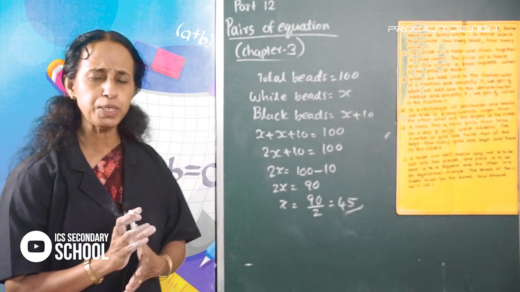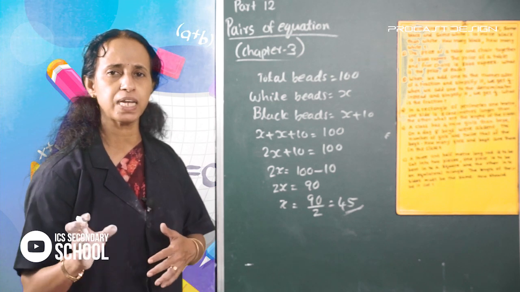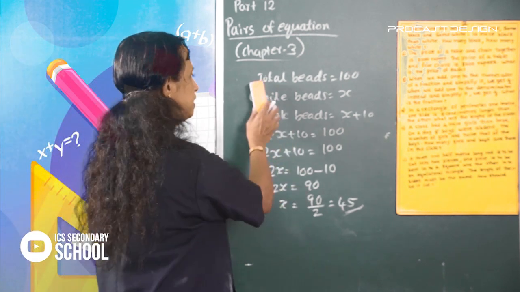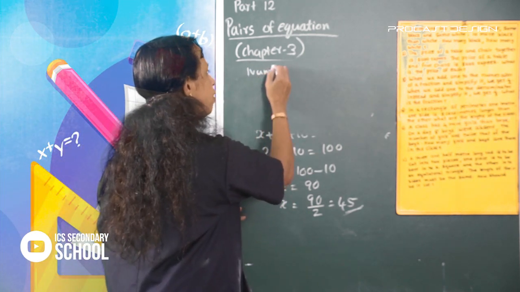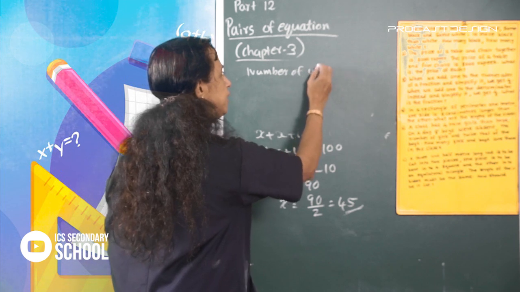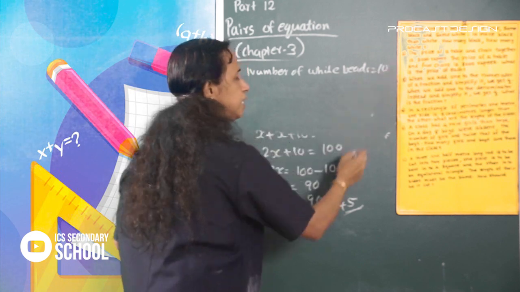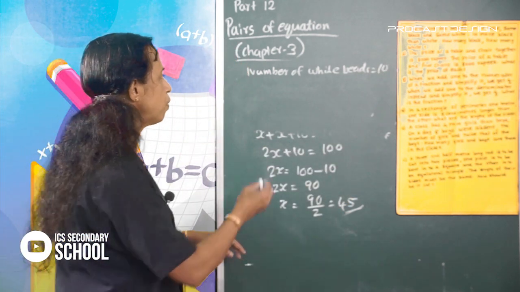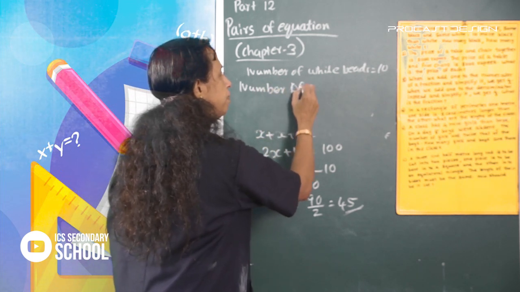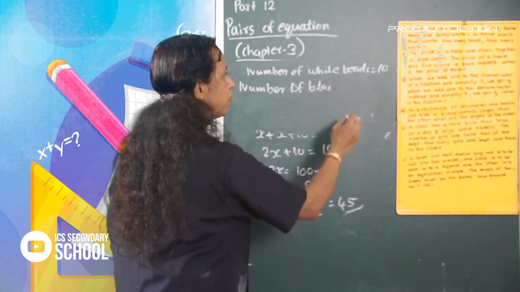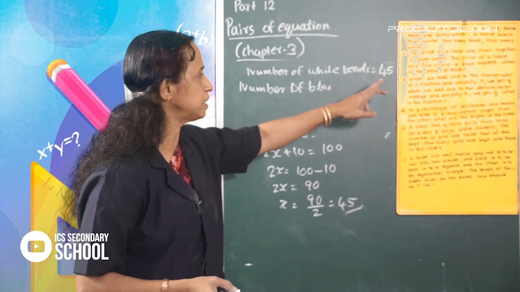Here number of white beads equal to 45 and number of black beads equal to 45 plus 10 is equal to 55. So next write: number of white beads equal to 45, number of black beads equal to 55.